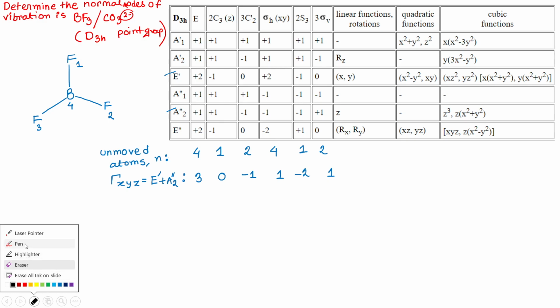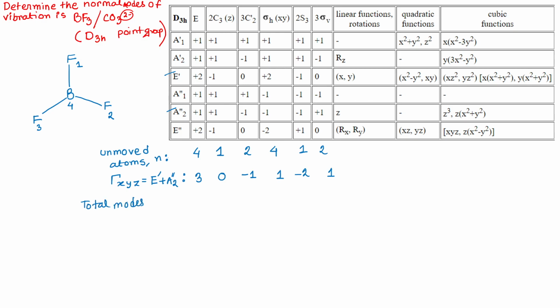Now your total number of modes, that is n multiplied by gamma xyz, or you can also say in other terms gamma 3n, is actually, so this is your reducible representation, multiplication of these two: 12, 0, minus 2, 4, minus 2, 2. So this is our reducible representation.